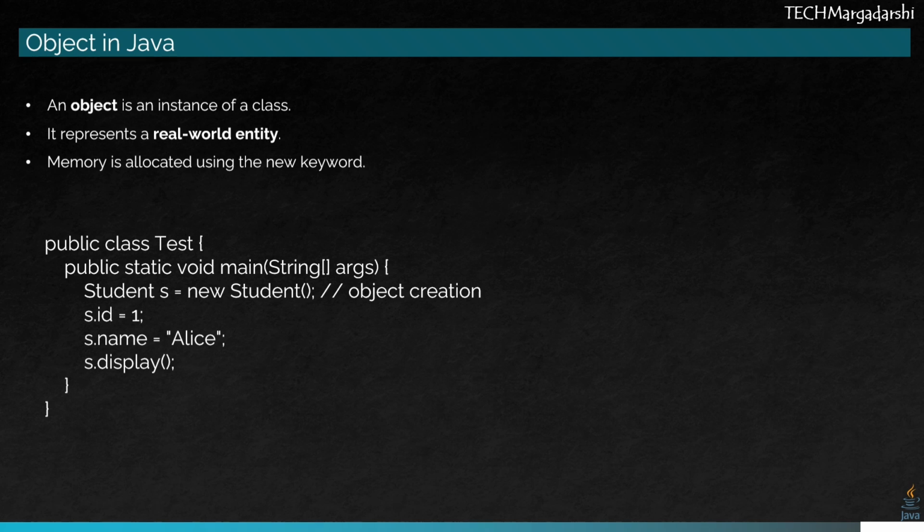Next, we assign values to the object's variables: s.id equals 1, s.name equals Alice. These values are stored in the memory allocated for this object. Then we call the method s.display. This method prints the values of id and name for this specific object. So to summarize, class is the blueprint. Object is the real instance created from that blueprint. Objects hold actual data and perform actions defined in the class.